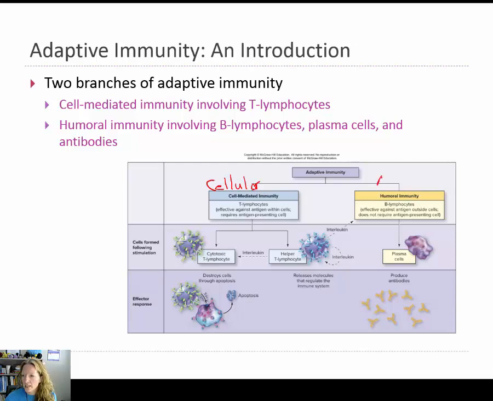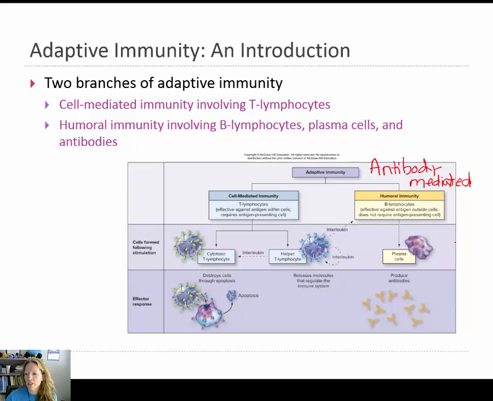This is also called the antibody mediated. It's not going to want me to write that over there. It looks really bad. Let me erase that. And try that again, right? Antibody mediated. That's much better. Antibody mediated immunity.